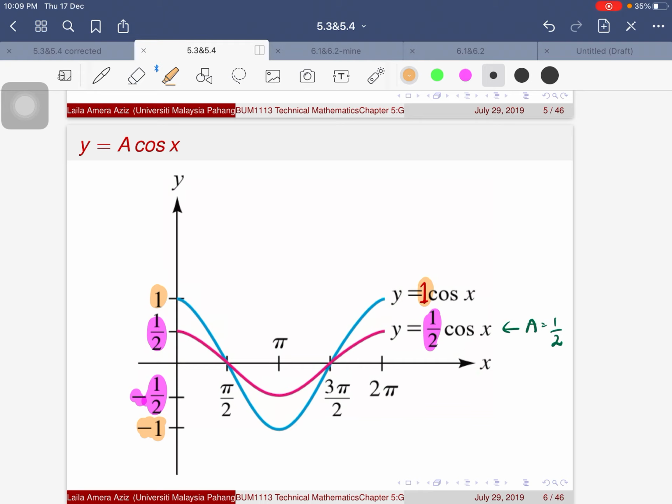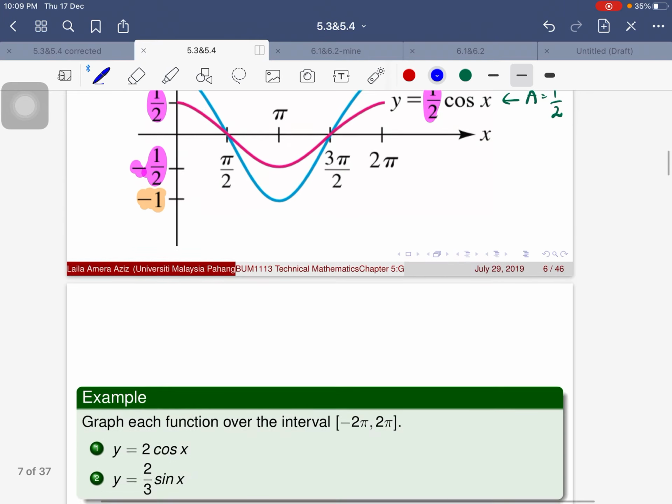So basically, the sine and cos graph is still going to have the same shape. One period is still going to be from 0 until 2 pi. The only difference will be in terms of the height. So the amplitude is going to determine the height of your graph, what is going to be the minimum and what is going to be the maximum value.